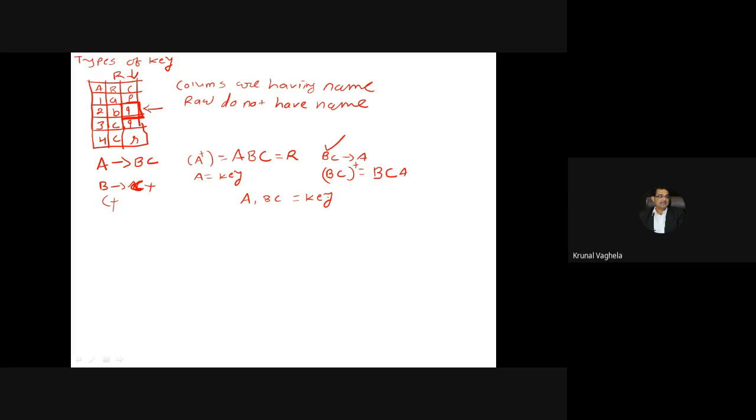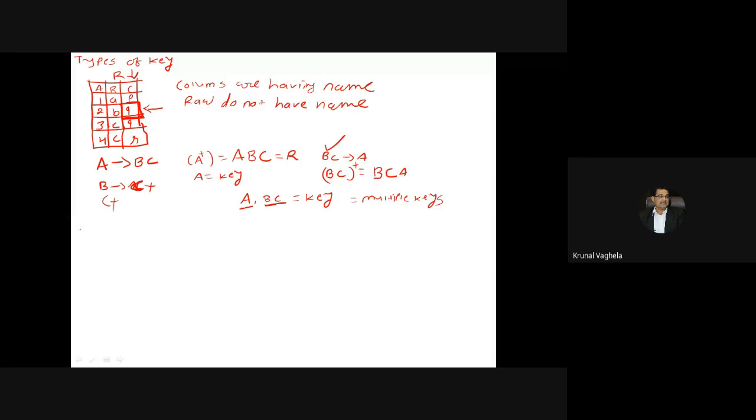There may be other keys also, but I don't want to go in that direction right now. So A and BC. I wanted to tell you that there may be multiple keys in your table. And it is not necessary that a key contains only one attribute. Here it contains only one attribute, but here it contains multiple attributes. Got my point? So a key is the thing from which you can find all attributes of the table.